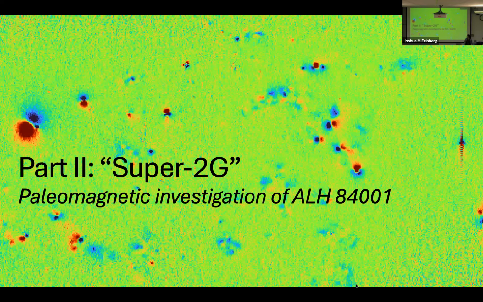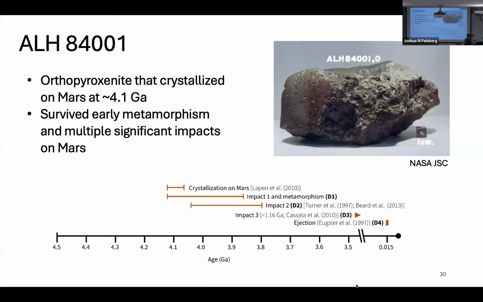And then to pivot, this is something that I've done a lot more during my PhD, which is using the QDM as a primary paleomagnetic instrument. And in this case, focusing on the meteorite ALH 84001. ALH 84001 is a Martian meteorite. It's about 4.1 billion years old. And that makes it, to my knowledge, the oldest Martian meteorite that hasn't been remagnetized by hand magnets. So this is really valuable as a potential direct paleomagnetic recorder of magnetic fields on Mars.